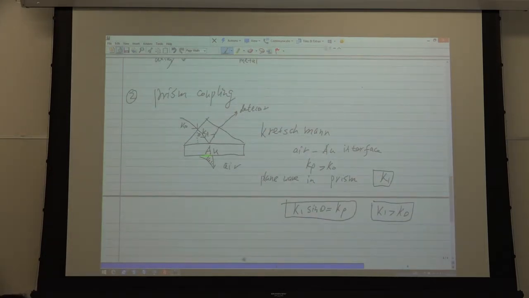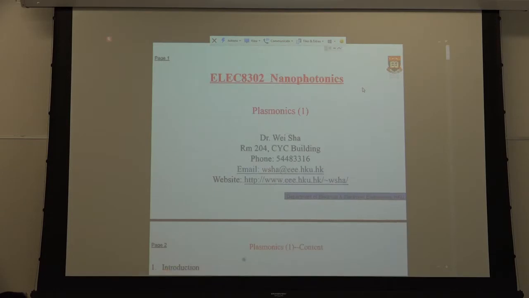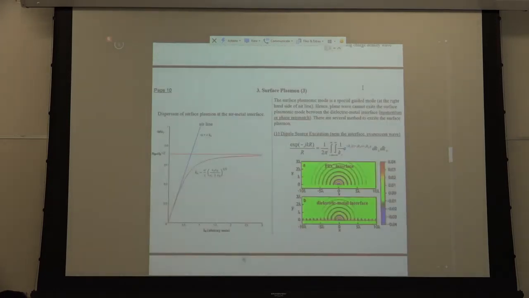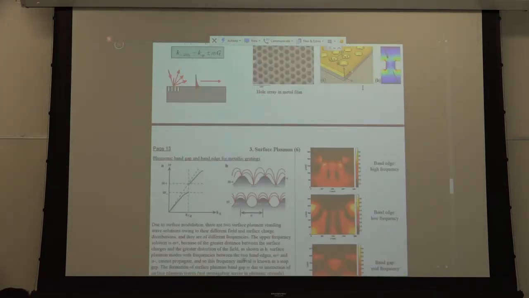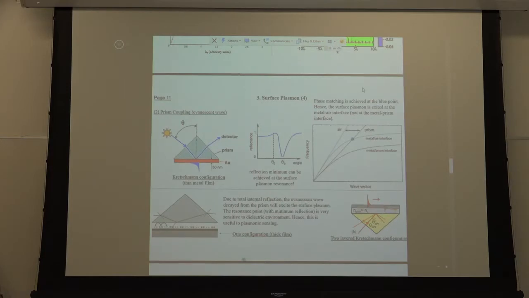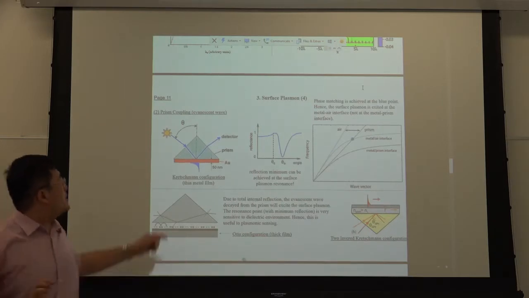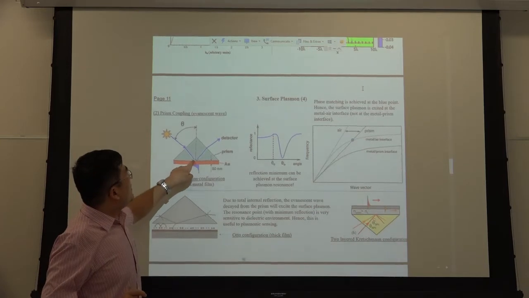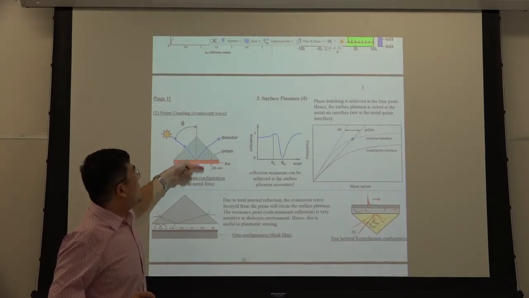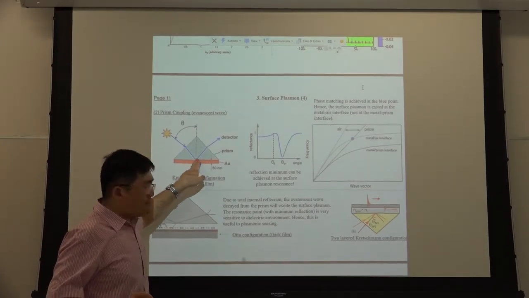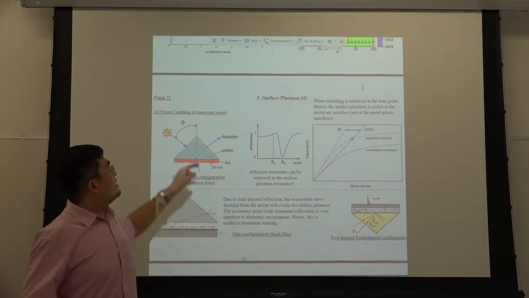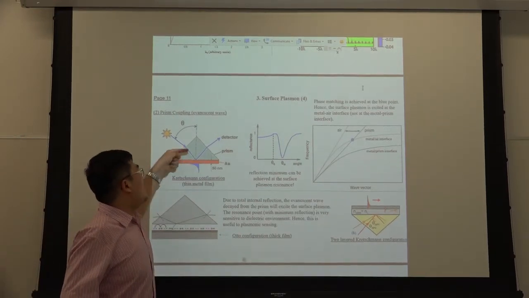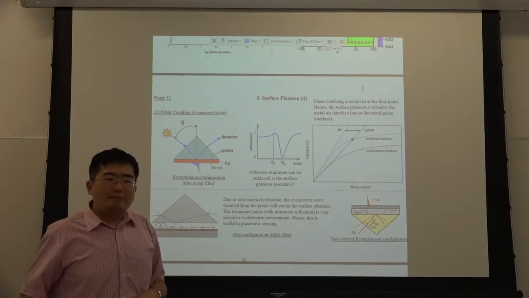But if I go down, it cannot excite the surface plasmon at the top interface. Because this interface is the prism and the Au. You use the prism in the prism. You cannot excite the surface plasmon supported between the prism and the metal.